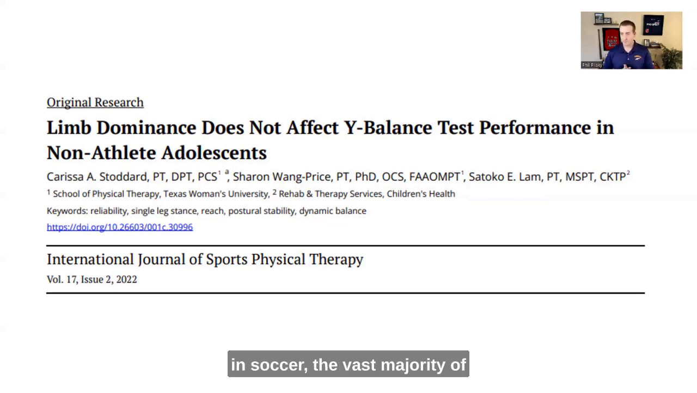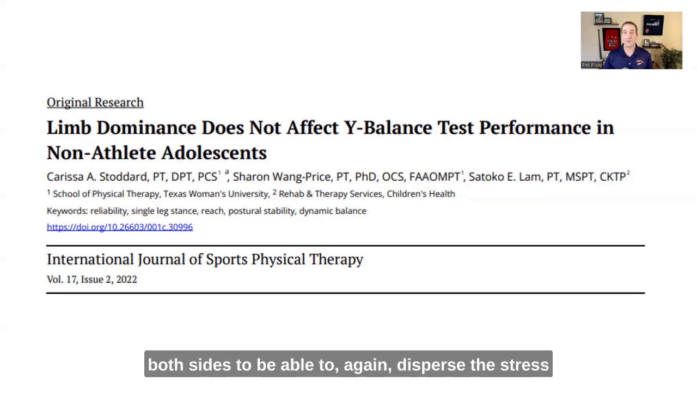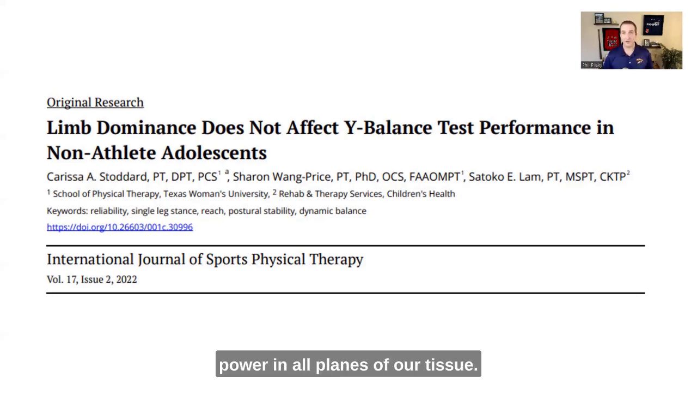In soccer, the vast majority of what you're doing is symmetrical running. Very little time is actually spent in that asymmetrical position. So having that symmetry allows us the movement variability in both sides to be able to disperse the stress across all our tissue, and also to be able to develop power in all planes. So that's a key thing there. Again, multiple studies say limb dominance does not affect Y balance test lower quarter scores.